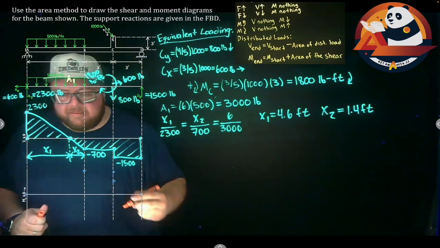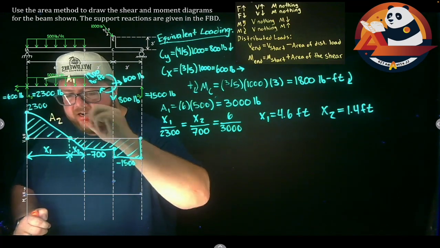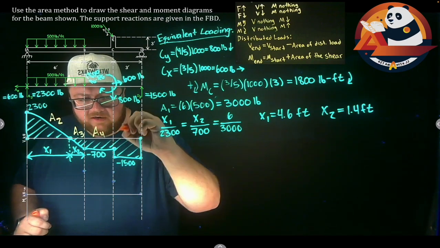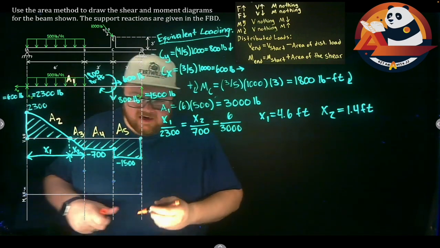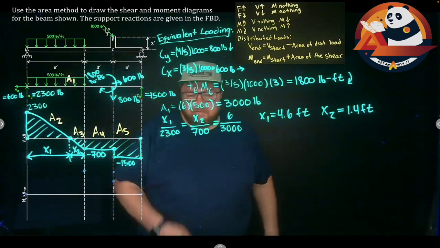So let's come and name them off as well. Our big triangle, we already used area 1, so let's call it area 2. A little triangle is area 3, then area 4, area 5. So 4 areas for us to come in and find, and we can tackle the rest of our problem.